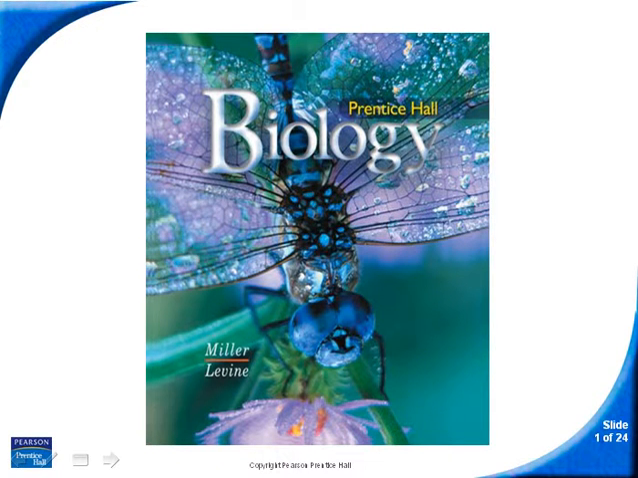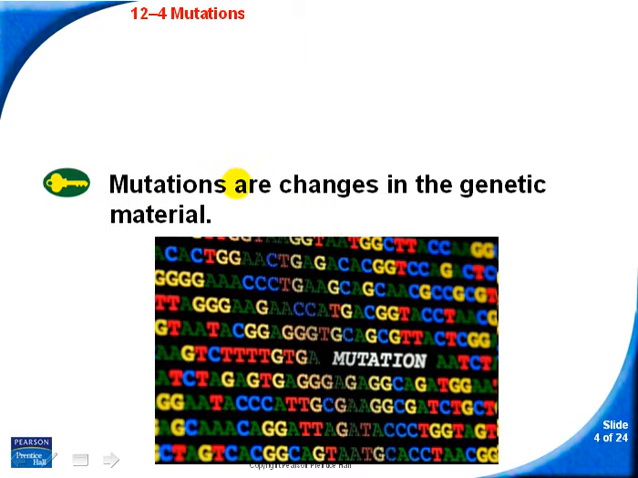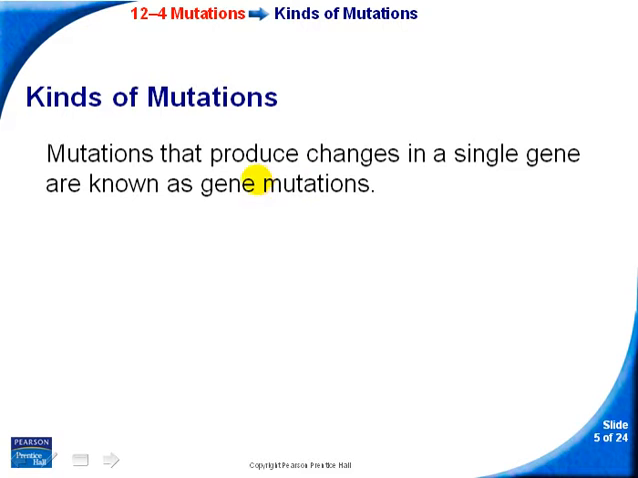Welcome to the Chapter 12, Section 4 podcast on mutations. And what is a mutation? They are changes in genetic material such as RNA and DNA. And mutations can produce two types of changes in chromosomes.